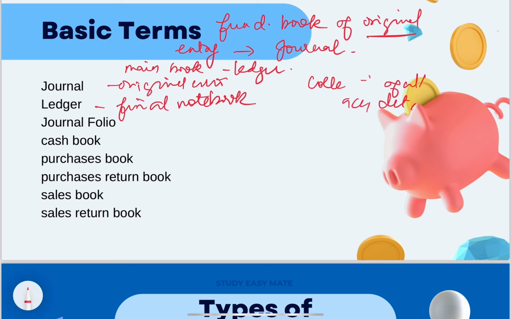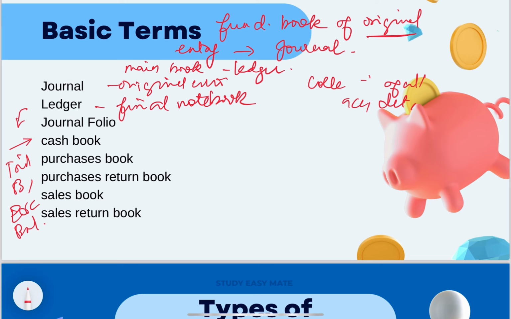Okay. So, what is the importance of the ledger? It shows the complete details of each account. It helps you know the total you spent or received under each head, right? This is used for preparing the trial balance, profit and loss, balance sheet, etc.